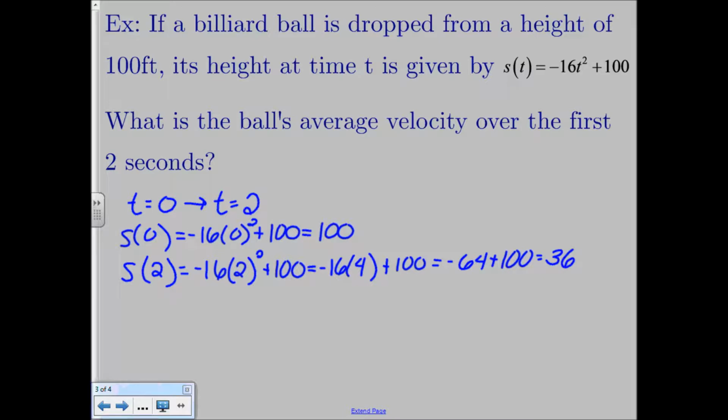Okay, so now all we have to do is plug into that average velocity fraction, and we'll have our final answer. So our average velocity is going to be equal to s of 2 minus s of 0 over 2 minus 0.